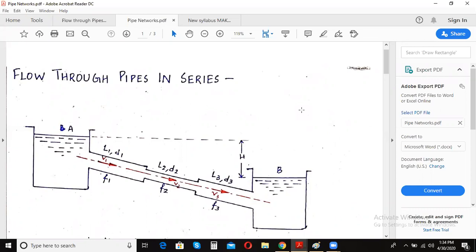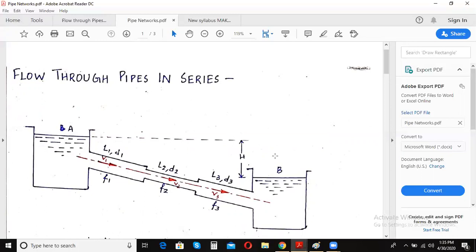Okay. See, for example, we have a figure here which you can see, and we have two reservoirs marked as A and B, and the water level in these reservoirs is different, right? And these two reservoirs have been connected by a number of pipes. Okay, so here particularly there are three pipes and they have been connected serially, one after another. So this type of pipe network is known as pipes connected in series.